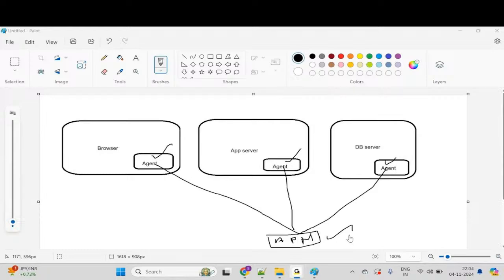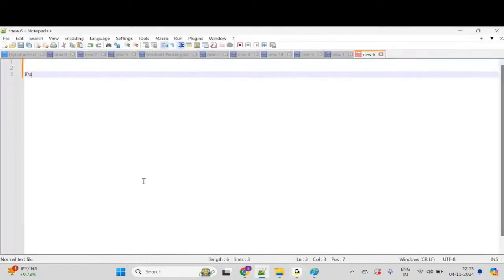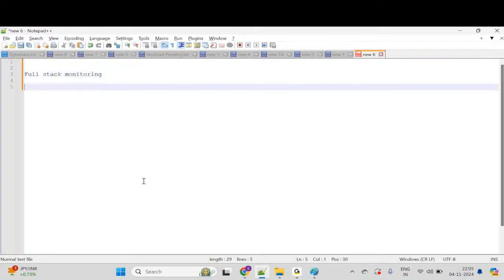OneAgent is installed in each of the places, and it will collect the data related to the browser, the application, the database, and the infrastructure. It will provide you layer by layer information. That is the reason Dynatrace is also called a full stack monitoring tool, because it is going to monitor all layers, end to end.